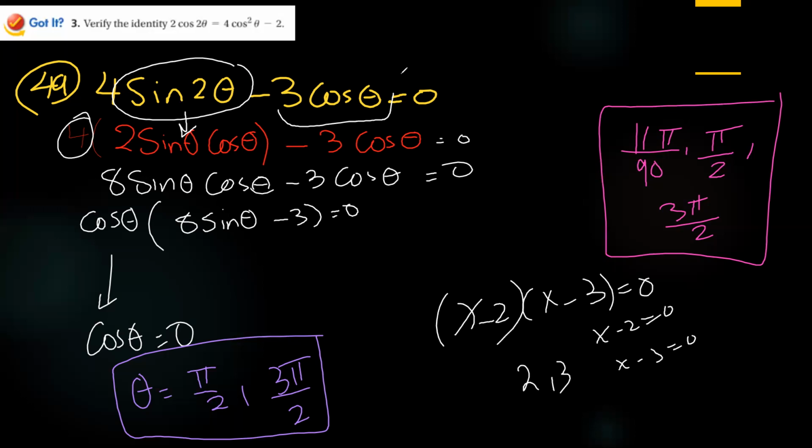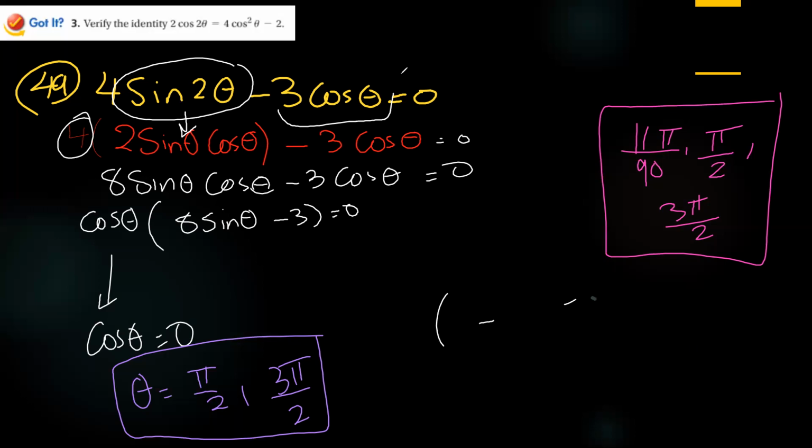Here we have the same. Cosine theta times 8 sine theta minus 3 is 0. So that means cosine of theta could be 0 or 8 sine theta minus 3 is 0. Now cosine theta is 0. Which angles are they at? Pi over 2 and 3 pi over 2.